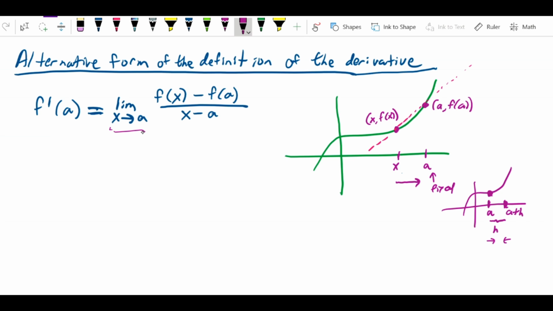So if that's the case, then we have our 2 points on the curve, x, f of x and a, f of a. The slope of the secant line connecting them is f of x minus f of a over x minus a. So if we evaluate the limit of that expression as x is approaching a, we would just, for the same reason, get the slope of the tangent line. So this is just another way of thinking about the definition of the derivative, and this is considered to be an alternative form of that expression.